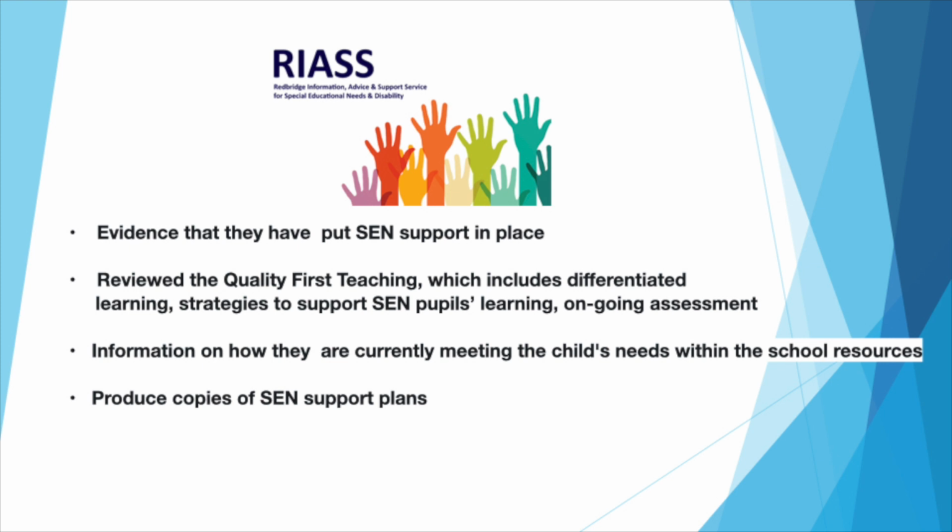In some cases, this may not always be possible, or if it is a parent or young person that has requested the needs assessment, this evidence may not be available at that time. If evidence is not or cannot be produced at the time of the needs assessment request, then the local authority will ask the school straight away for evidence that they have put in place SEN support for that student, and that they have reviewed the quality first teaching, which includes differentiated learning, strategies to support SEN pupils and ongoing assessments.